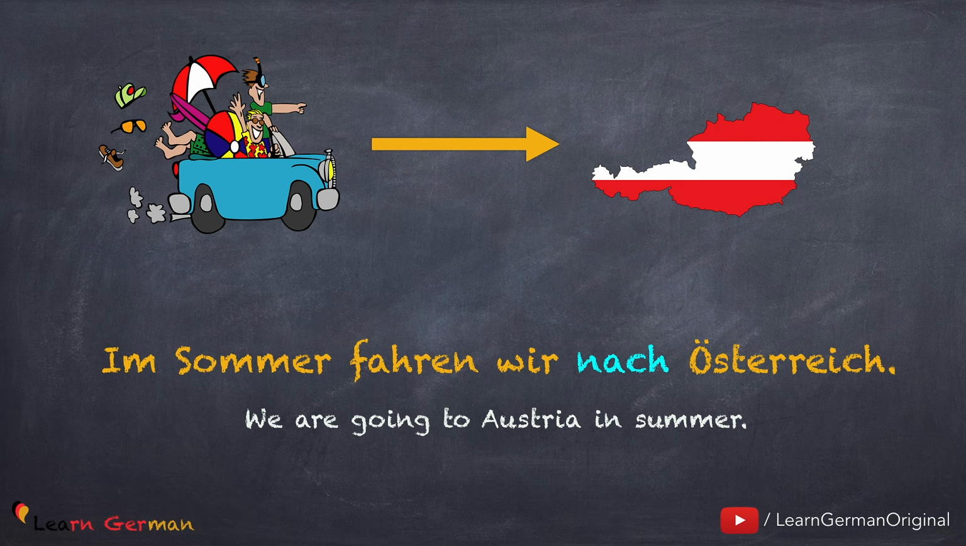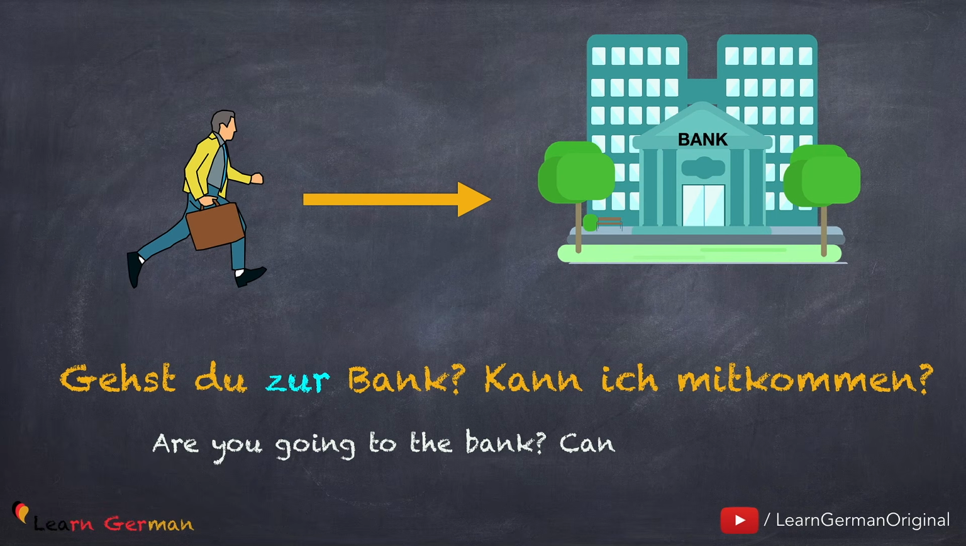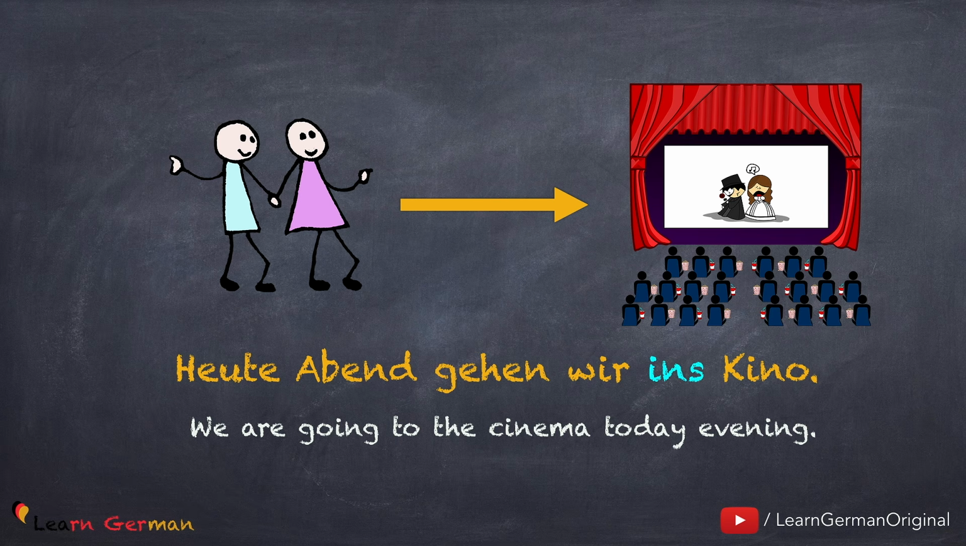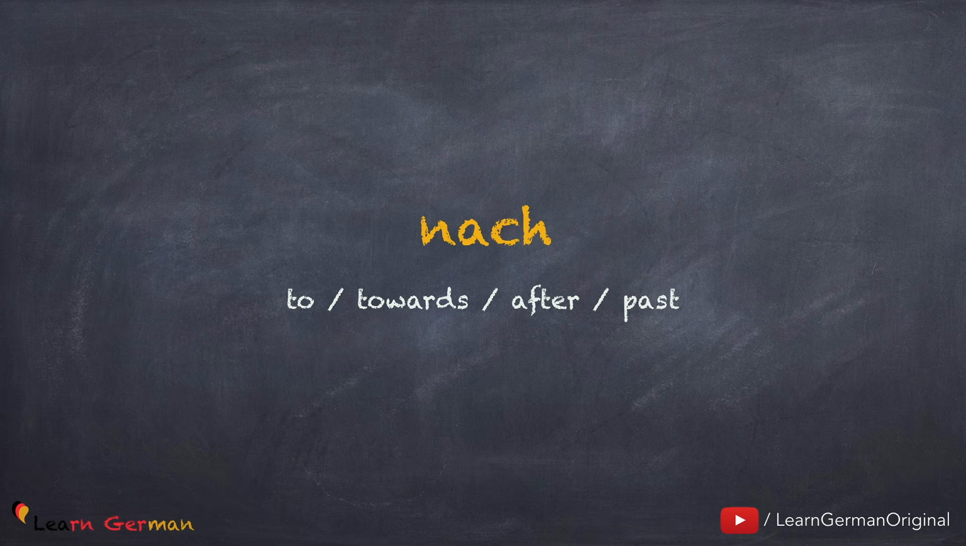Im Sommer fahren wir nach Österreich. Gehst du zur Bank? Kann ich mitkommen? Heute Abend gehen wir ins Kino. There are a few rules that have to be followed when you are using these prepositions. Let's do the first one.